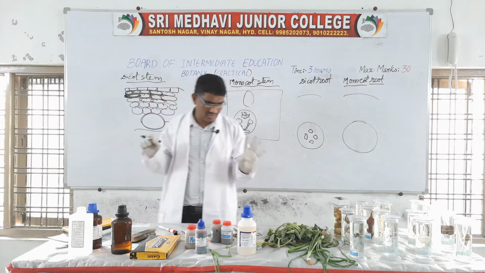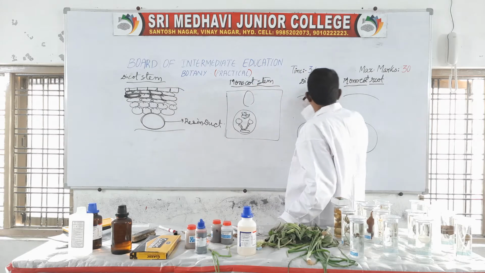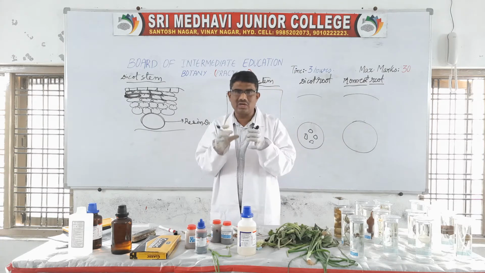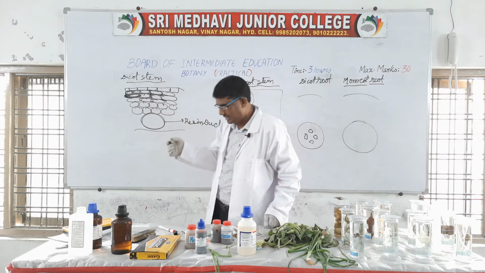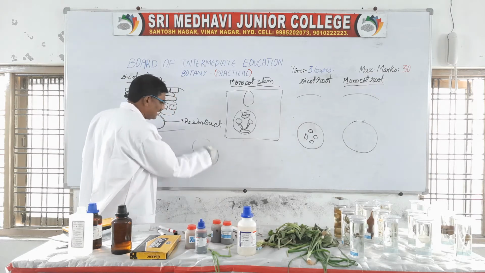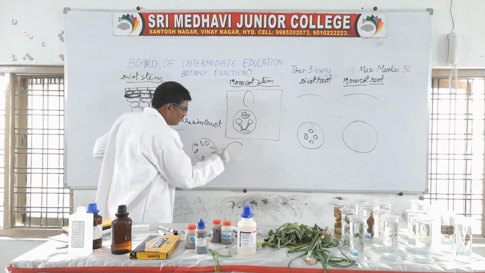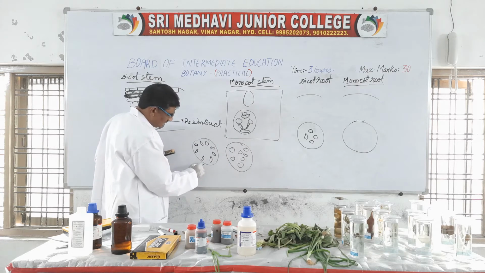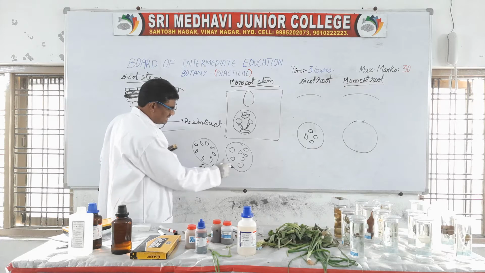In the second question, there are 4 possibilities: dicot stem, monocot stem, dicot root, and monocot root. How can we separate and identify these? When you observe the dicot stem, as I already explained in the earlier video, all vascular bundles are arranged in a ring-shaped manner. In the monocot stem, all vascular bundles are arranged in a scattered, zigzag manner. The first is called the eustele condition, and this is the atactostele condition.